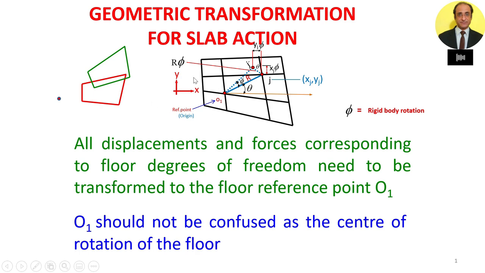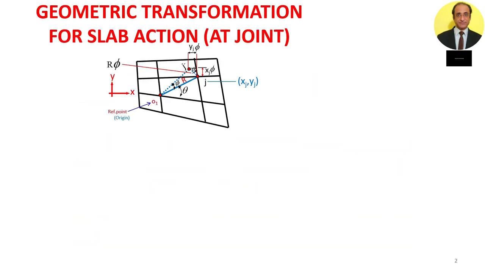So this point is arbitrarily chosen. It can be the same as the origin of the coordinate system, but it should not be confused as the center of rotation of the entire floor system. We do not have any information about the external point about which the floor system is rotating as a whole. So how do we do it? We have to introduce this kind of transformation.